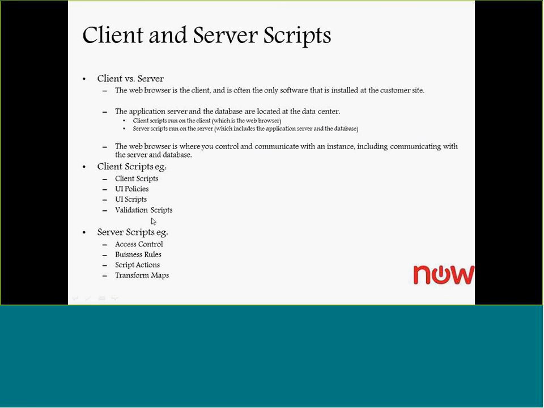So the UI policies, UI scripts, and validation scripts, these four are nothing but client side programming scripts, with which we can write a small program for data entry and control the validating of the data. We will do this at the client side. And access controls, business rules, script actions, transform maps. You have seen import set transform maps, right? Transform scripts are meant to be server side. Everything is server side except UI policies and client validation scripts. You will use them to validate. Everything else is in the background.